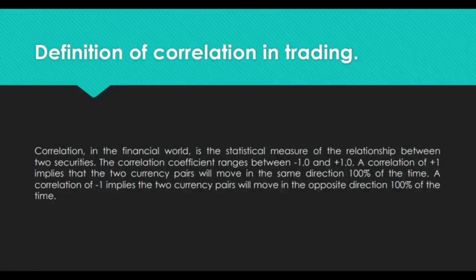So correlation is a statistical measure of how two variables relate to one another. The greater the correlation coefficients, the more closely aligned they are. A positive correlation means that the values of two variables move in the same direction. A negative correlation means they move in the opposite direction.